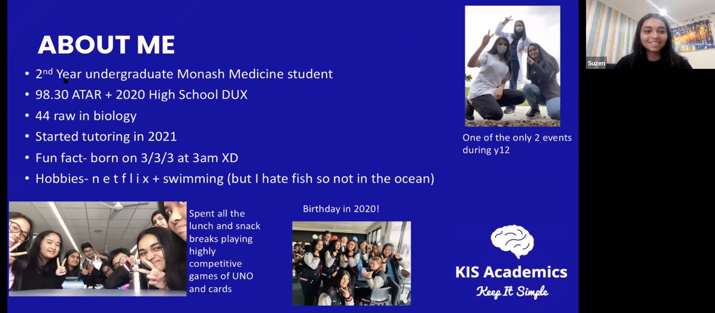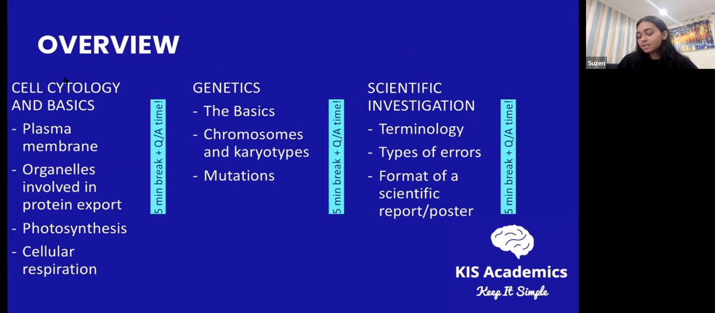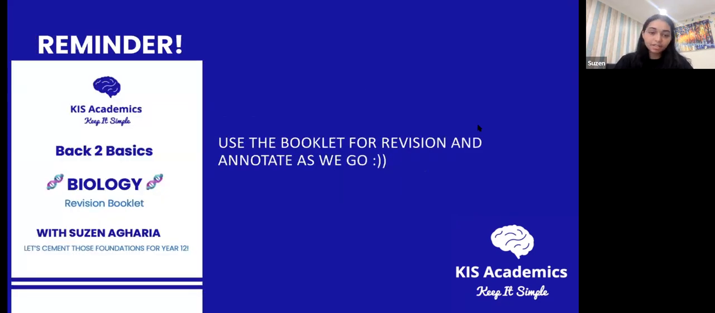So the things we'll be covering is we'll first look at cell cytology and basics, then go to genetics and scientific investigation. All of these are super important as a base for everything you'll be covering in 3 and 4. So even if they're not explicitly mentioned in the actual study design for 3 and 4, having an overview of these concepts will make it much better for you guys to understand anything that will be adding on to these concepts. So let's get started with the plasma membrane, and just a reminder to annotate the booklet as we go if you need to do that.